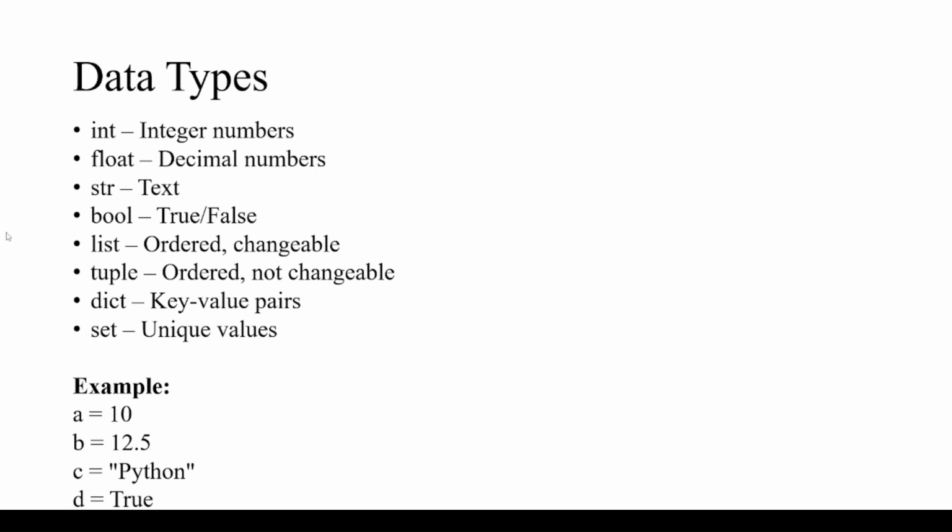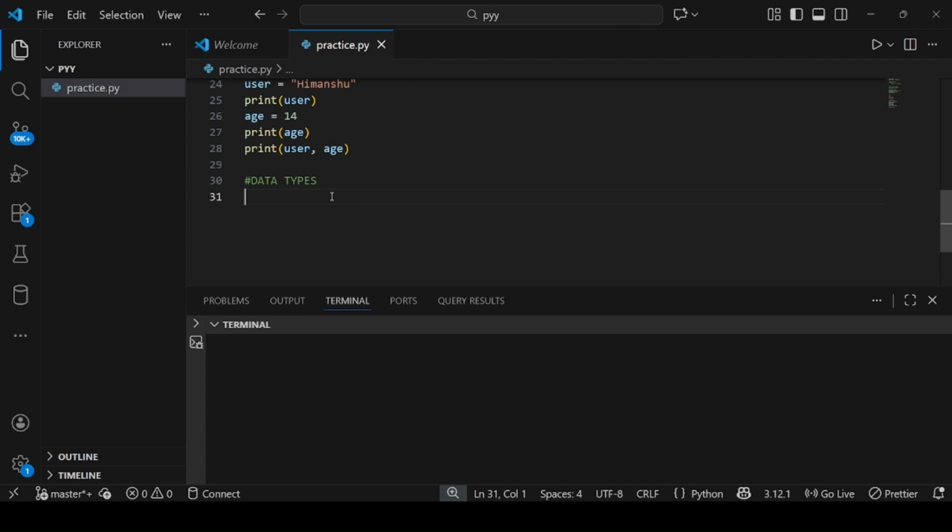I will give an example like A equals to 10, B equals to 12.5, C equals to Python, D equals to true. Here A is an integer, B is a decimal number and C is Python, it is text, D is true means it is a boolean value. When we don't know which type of data it is, we use the type function to know the data type.